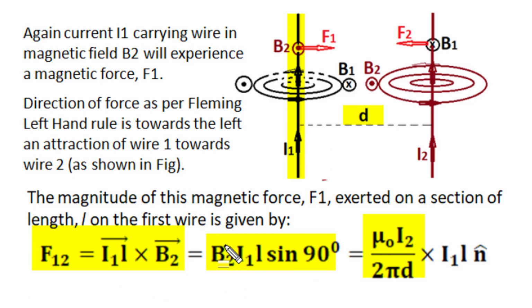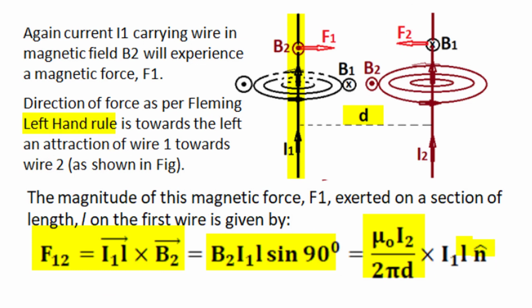If we substitute the magnitude of magnetic field produced by I2 current at d distance, mu0 I2 upon 2 pi d, then this force is mu0 I1 I2 upon 2 pi d multiplied by the length of conductor 1, and the direction is perpendicular to the plane of current length and magnetic field, and it can be obtained by either Maxwell's right hand corkscrew rule or Fleming's left hand rule.